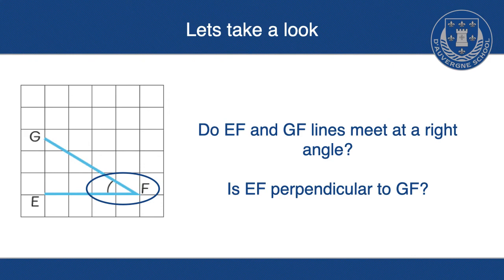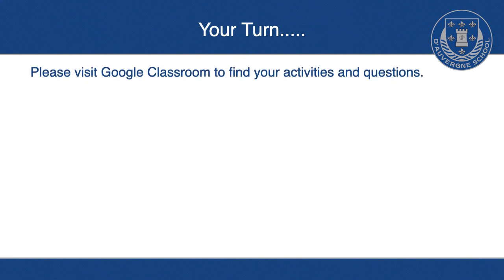And we will come on to what those angles are in a few days' time. So that shows us that lines EF and GF are not perpendicular lines because when they meet, they do not make a right angle. And then it's your turn. So go onto Google Classroom, have a little look at the questions, and remember the right angle, you will always find that box, and that shows us that it is 90 degrees.